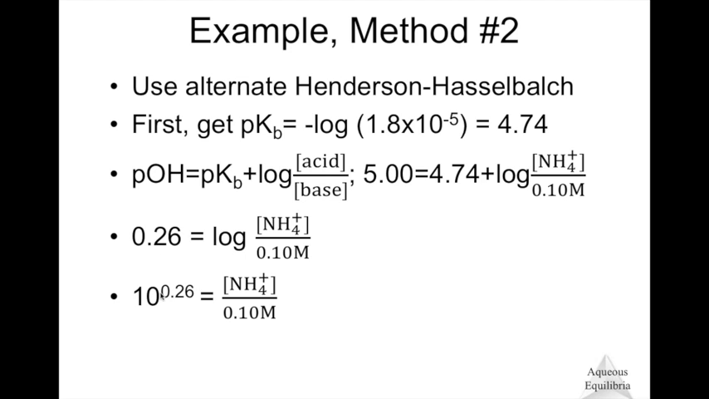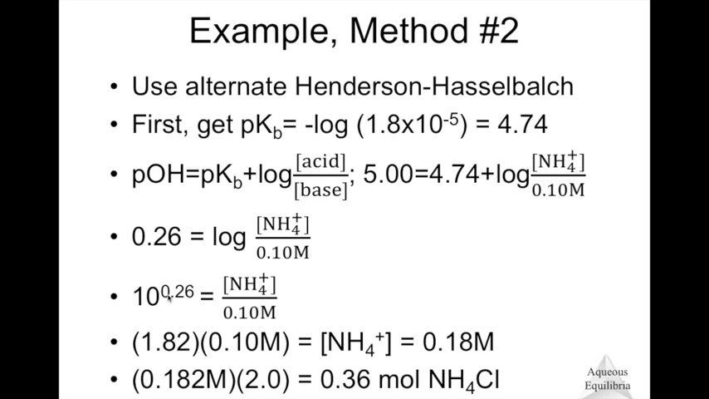Take the antilog of both sides to isolate the log part, and then you get 1.82 times 0.1 is 0.18. Hey, it's the same answer. Isn't that great? 0.182 times 2 liters is 0.36 moles. So that's two different ways of solving that.